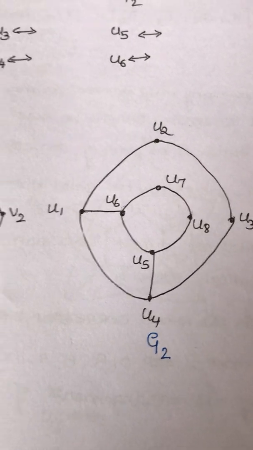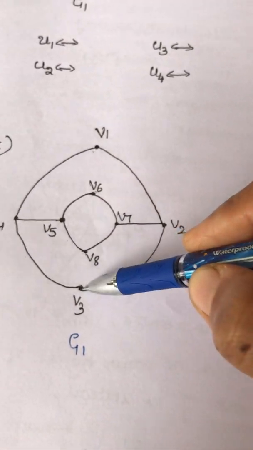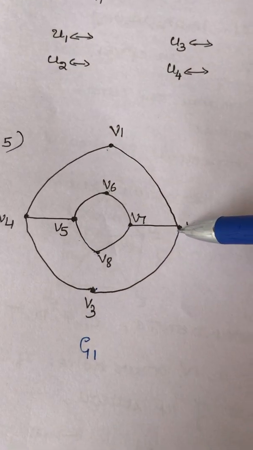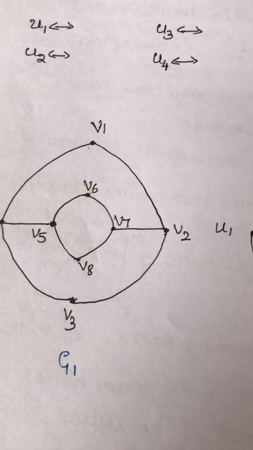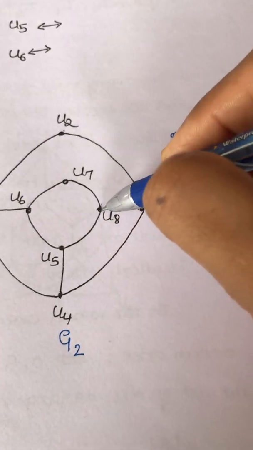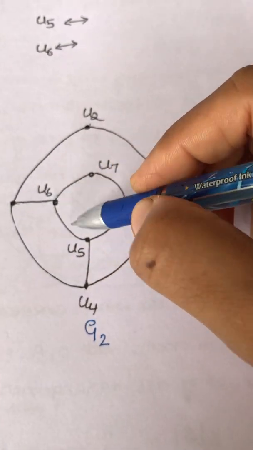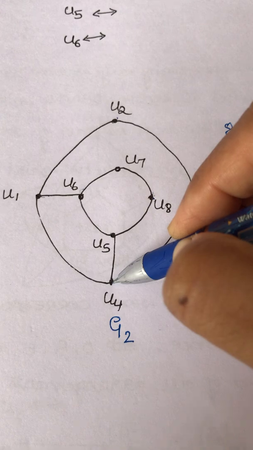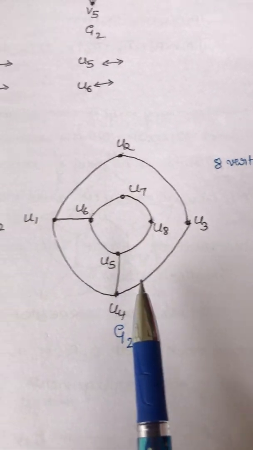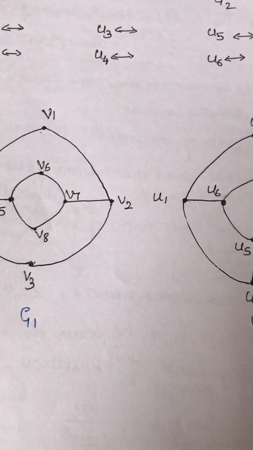Then the third point is the number of vertices with a given degree. Both the graphs have 4 vertices with degree 2 and 4 vertices with degree 3. And what about this graph? In this graph, these 4 vertices are of degree 2, and these 4 vertices are of degree 3. So both the graphs have 4 vertices of degree 2 and 4 vertices of degree 3. That was the third point.